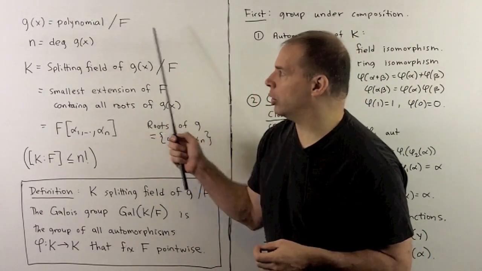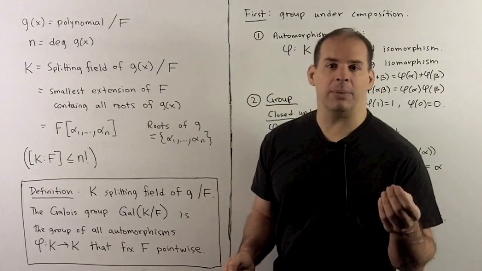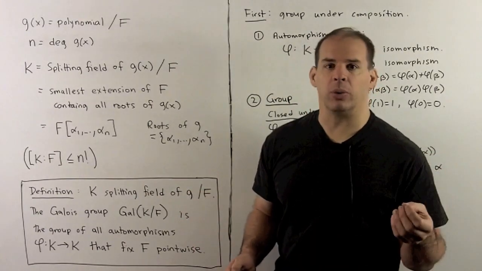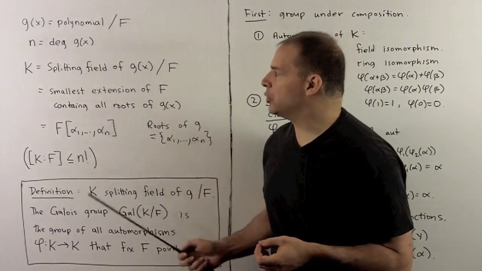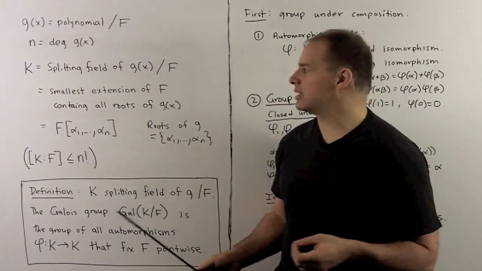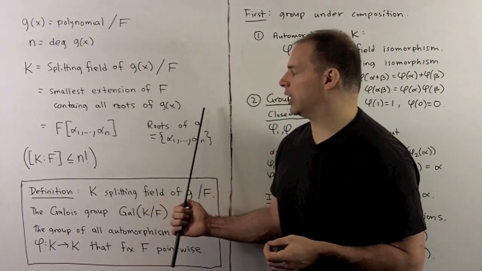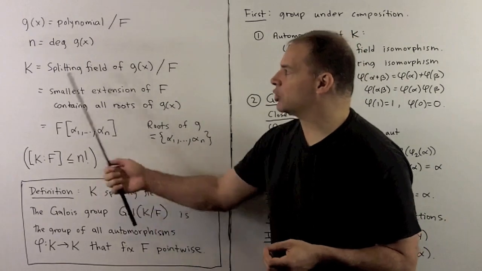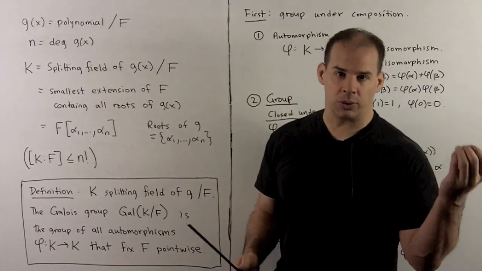We'll have g a polynomial over F. I'll let n be the degree of g. We can assume it's bigger than 1. And we'll choose K a splitting field of g over F. So that'll be some smallest extension of F containing all the roots of g. Now, we have a lot of choices here, but they'll all be isomorphic to one another.